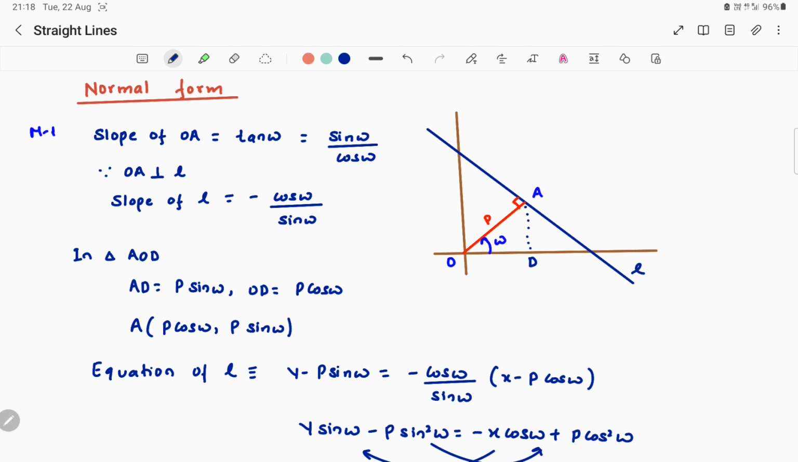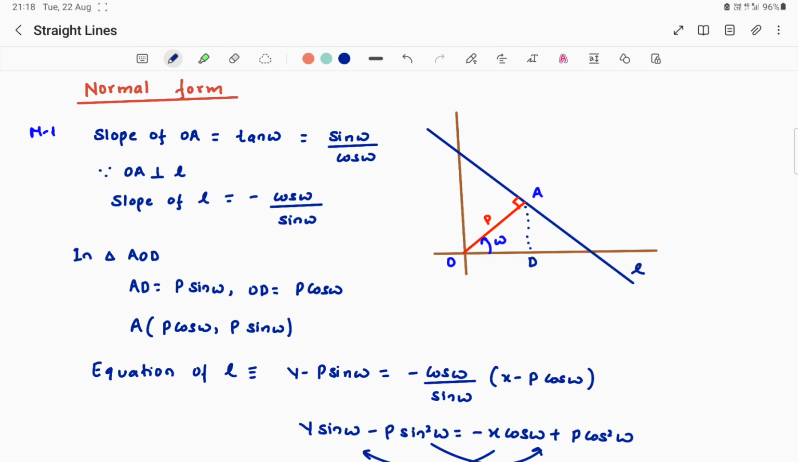So what we can conclude here is that if the perpendicular distance of the line from the origin is given, and also the angle which the perpendicular makes with the positive direction of the x-axis in anti-clockwise direction is given, then it will determine a unique line. Okay, so now let's understand this.